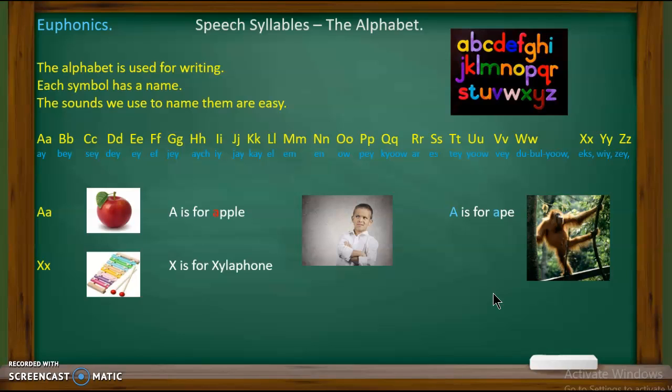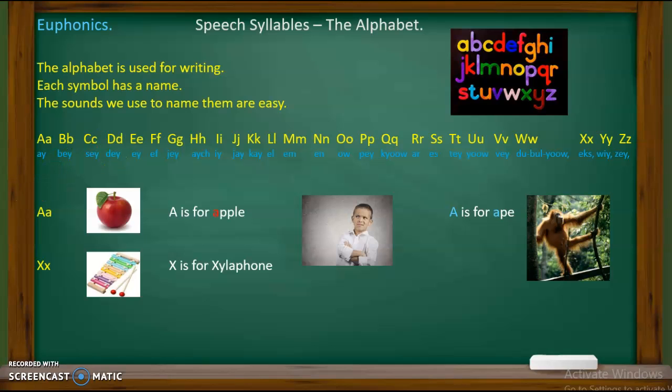And, have you ever seen X is for xylophone? What is that? That's just complicated, isn't it? X isn't for xylophone. Xylophone begins with Z. So there's no Z sound in X or x. So I don't think that's correct.